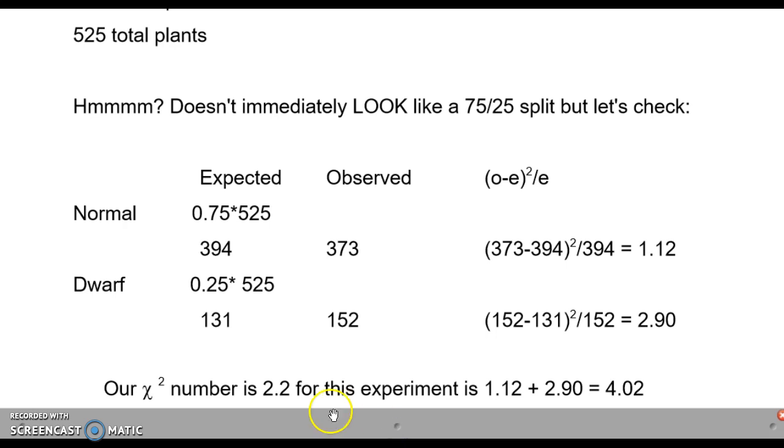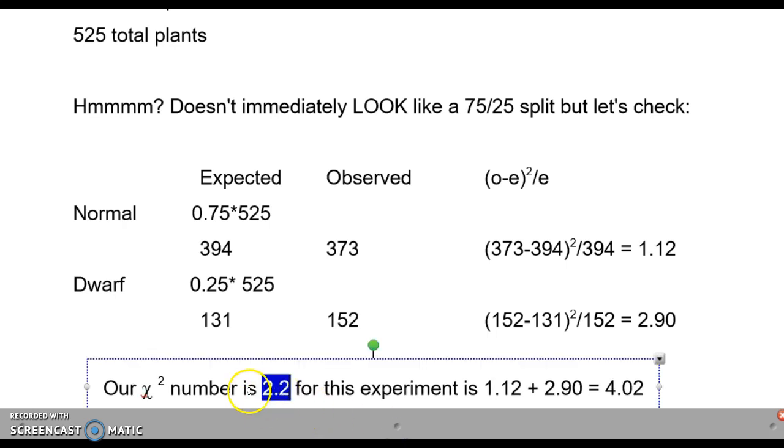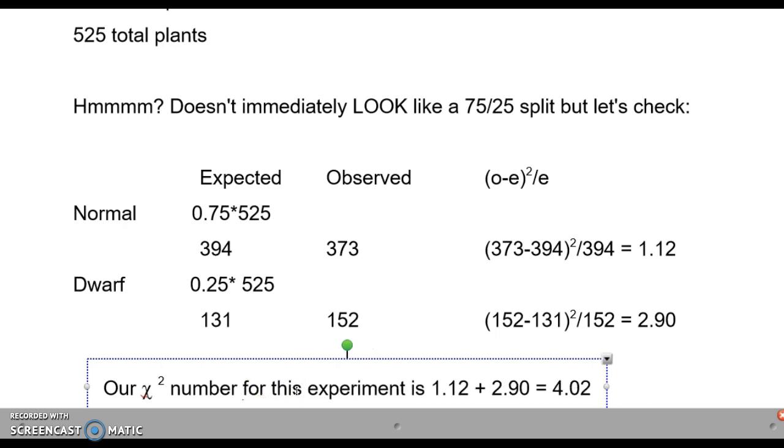Our chi-square number for this experiment, excuse me, let's take this out. Sorry, that was left over from before. For this experiment it is 1.12 plus 2.90, for a number of 4.02.